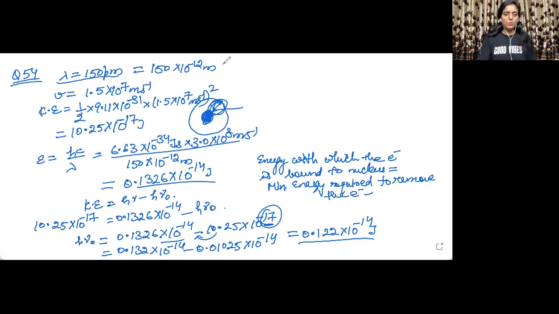All right, let us now move on to the next question, question number 55. Let's see what that question says and what we need to find out. Emission transitions in the Paschen series. The Paschen series is when the electron jumps from a higher energy level to the third energy level, orbit n equal to 3.